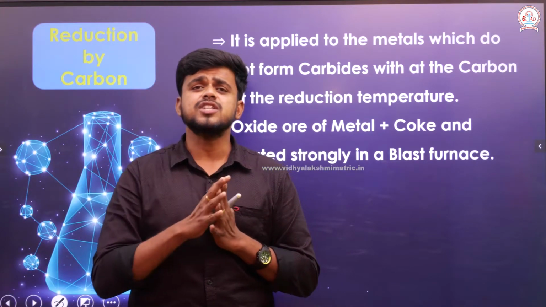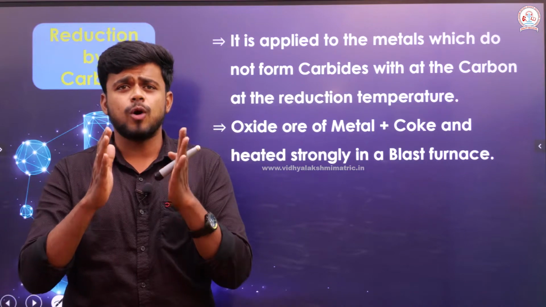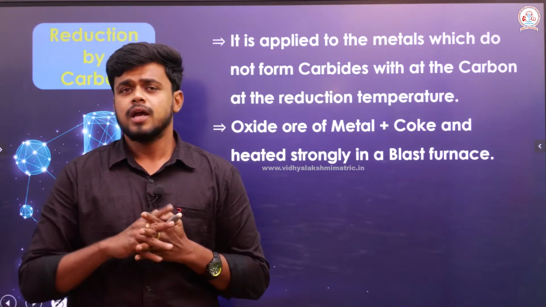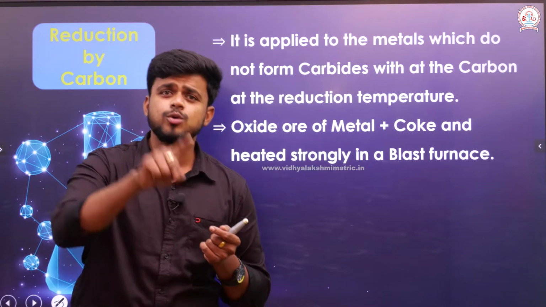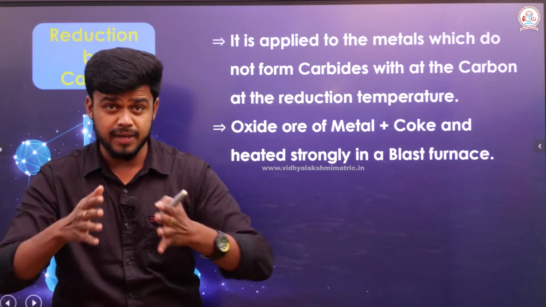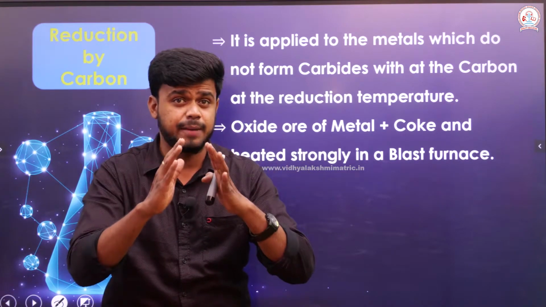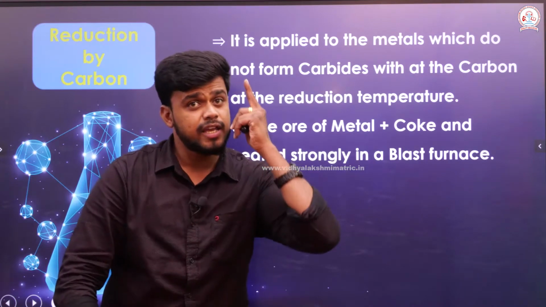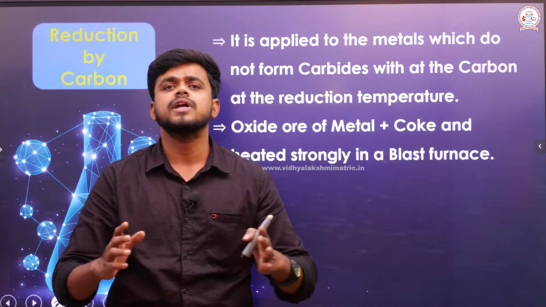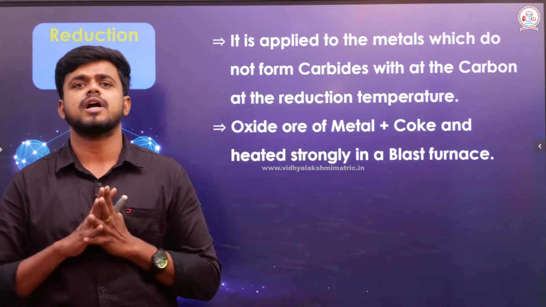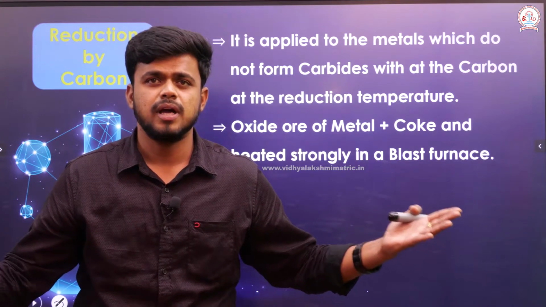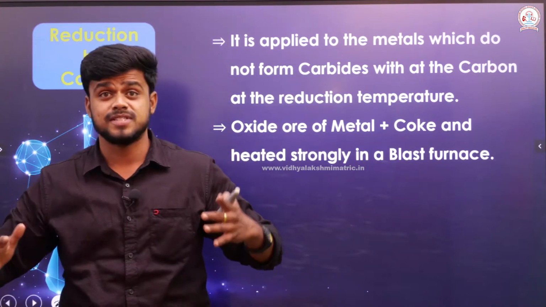First, there is a condition: what type of ore will undergo reduction with the help of carbon? The ore which does not form carbide with carbon at its reduction temperature, which means I am carrying out the process called reduction at a particular temperature. At that temperature, if the ore doesn't form carbide with carbon, it can be reduced with the help of carbon. If the ore forms carbide with carbon, I can't reduce it at its reduction temperature. I must opt for some other way.